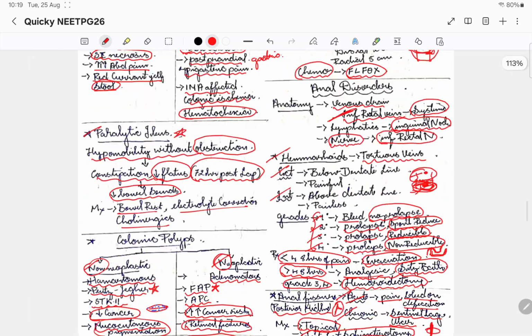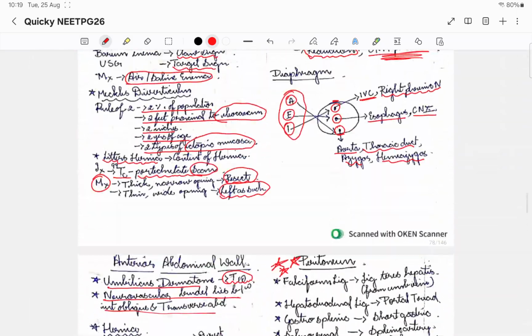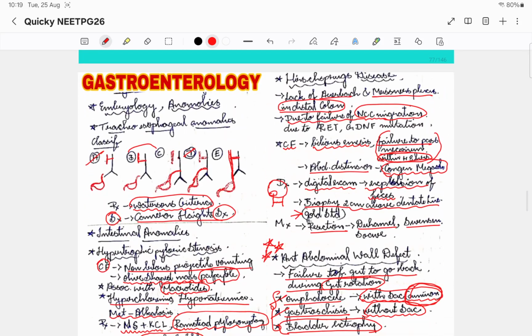So this is all and everything you need to know with respect to gastroenterology. Next, we'll go and cover hepatology. In hepatology we'll be covering hepatology, pancreas and the gallbladder. Okay, so this is with respect to gastroenterology. Okay, thank you.